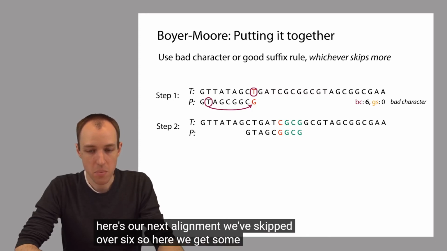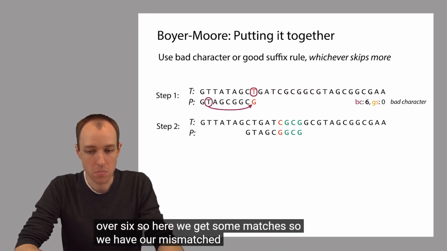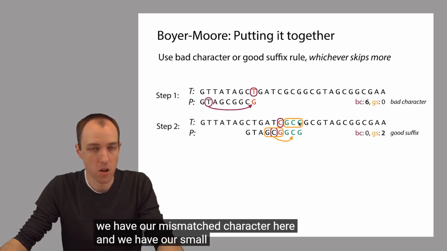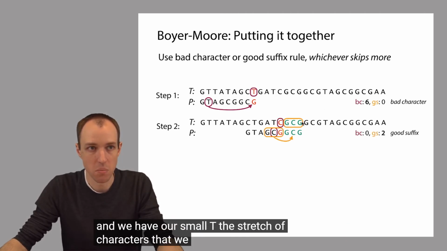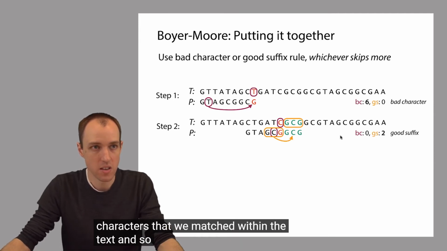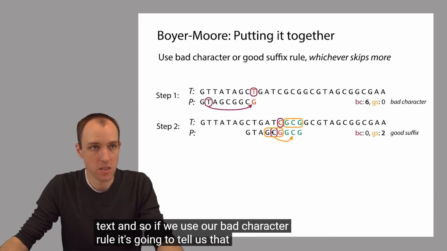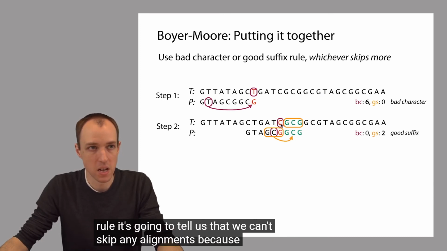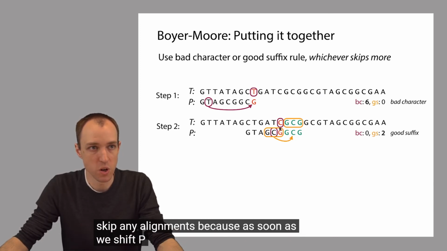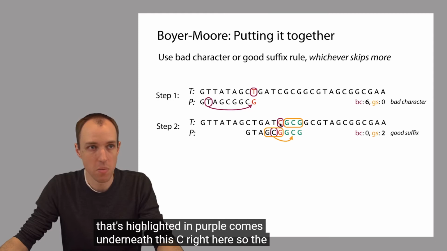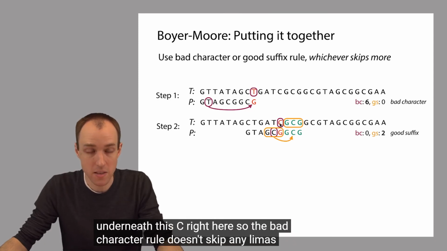So here we get some matches. We have our mismatched character here, and we have our small t, the stretch of characters that we matched within the text. If we use our bad character rule, it's going to tell us that we can't skip any alignments, because as soon as we shift P over by 1, this C down here that's highlighted in purple comes underneath this C right here. So the bad character rule doesn't skip any alignments.